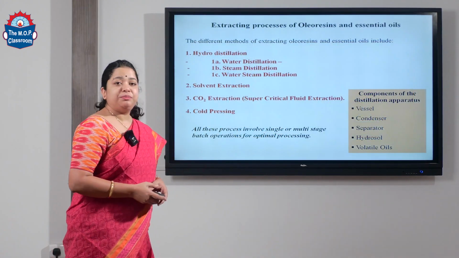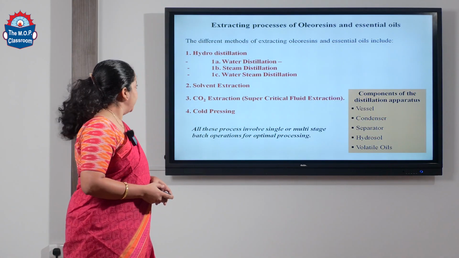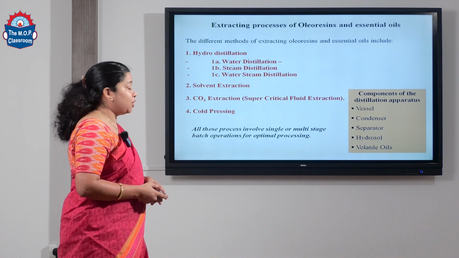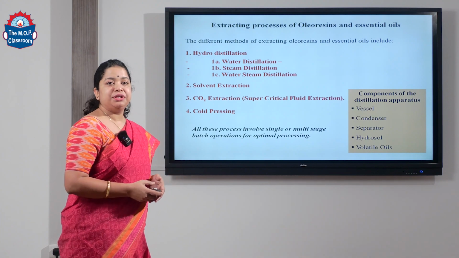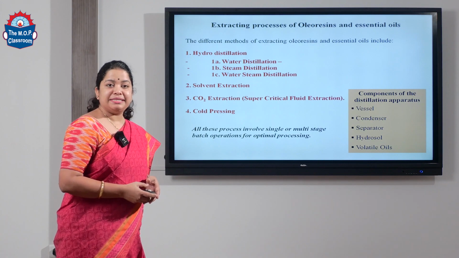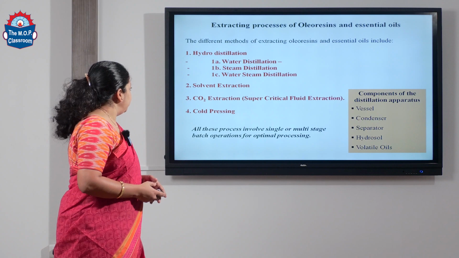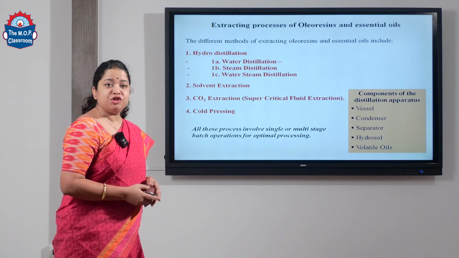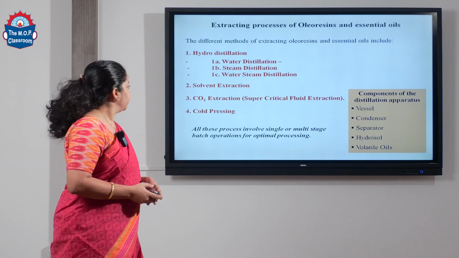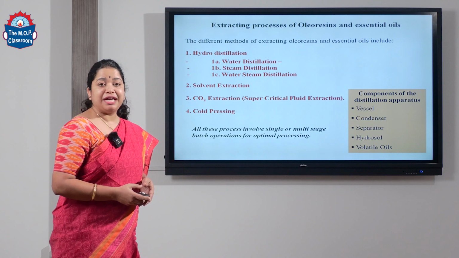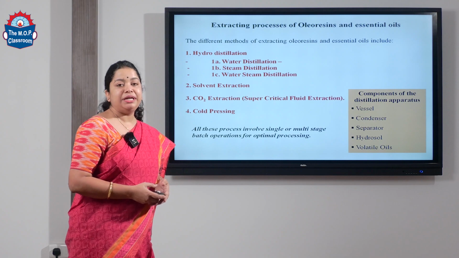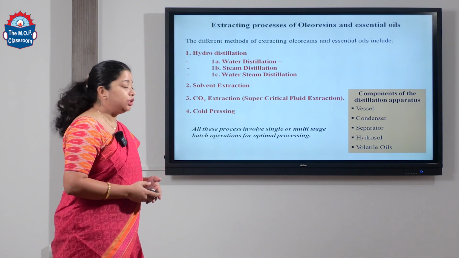So coming to the extraction processes of oleoresins and essential oils, there are different methods presented on your screen, and first you can see it's called hydrodistillation. Hydrodistillation uses water or steam to distill out, or extract, the oleoresin from the different spices. Now when you talk about hydrodistillation, we have the water distillation process, steam distillation, and water and steam distillation processes. Other than this, we have solvent extraction, carbon dioxide extraction, which is also known as the supercritical fluid extraction process, and then we have cold pressing.